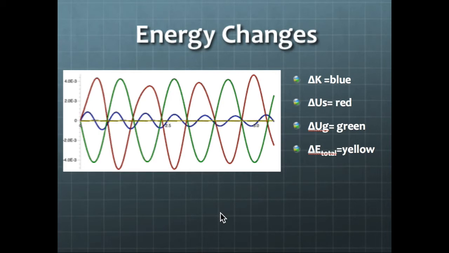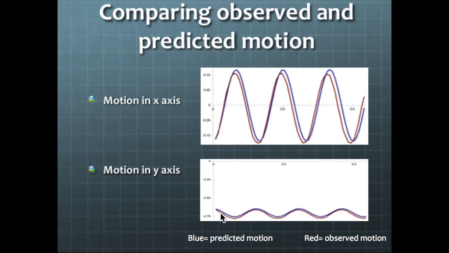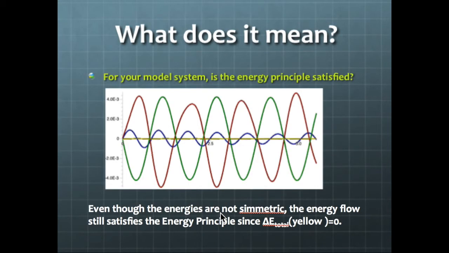In the comparison graphs, the red line shows where the mass is observed to be, and the blue line shows where the mass is predicted to be. As you can see, both are almost identical, proving that the models do a good prediction of the motion of the system. The energy principle is satisfied in my model system because even though the energy changes are not symmetric, the change in total energy is equal to 0, as you can see in the graph line in yellow.